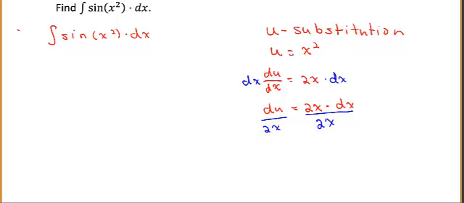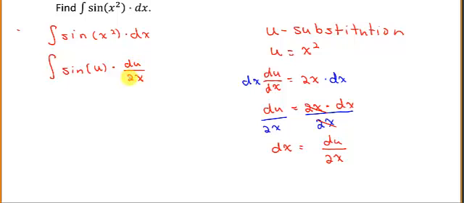And if I do that, all right, I'll have dx is equal to du over 2x. All right, now making these replacements, this would become the integral of sine of u times dx, which is du over 2x. And at this point, I'm stuck.